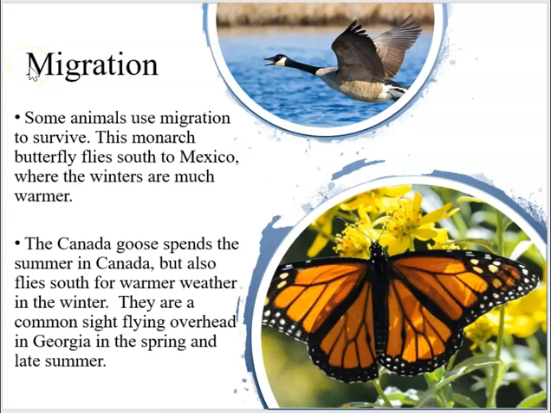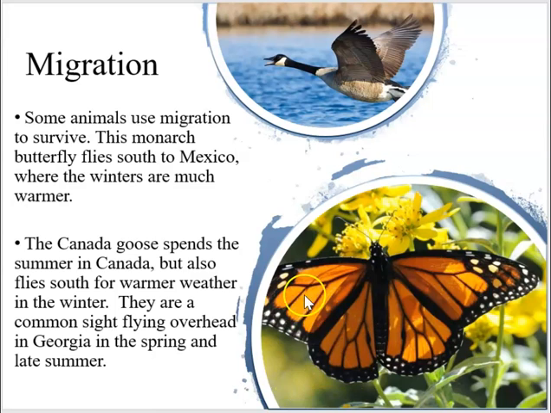So next we're going to be going over migration. Many mammals, birds, insects, and other animals move from one place to another at certain times of the year. This movement is called migration. Migration is a part of the life cycle of these animals, and animals migrate for different reasons. Some animals use migration to survive. This monarch butterfly flies south to Mexico, where the winters are much warmer.